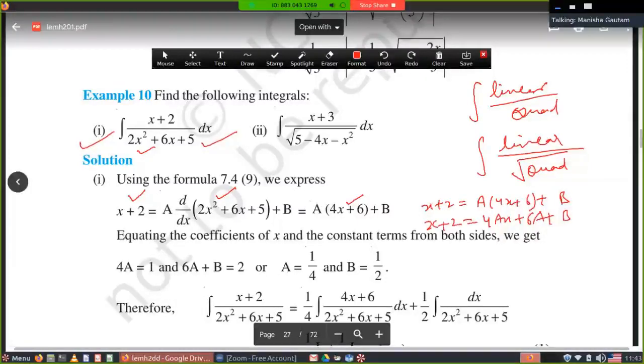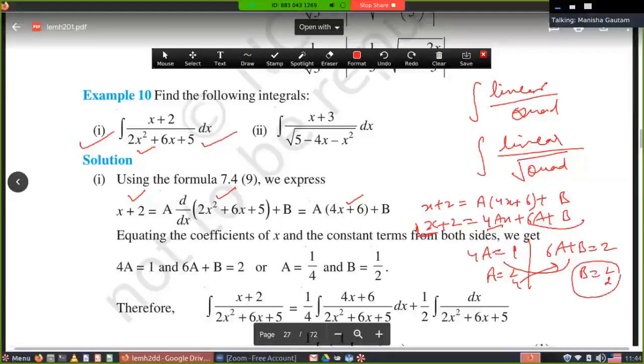Now when you compare the coefficient of x on the right hand side and left hand side, it is 1. It means 4a is equal to 1. When you compare constant terms, 6a plus b will be equal to 2. Now solve these two equations. a is equal to 1 by 4. Put this a here, and b can also be calculated. This is 1 by 2.